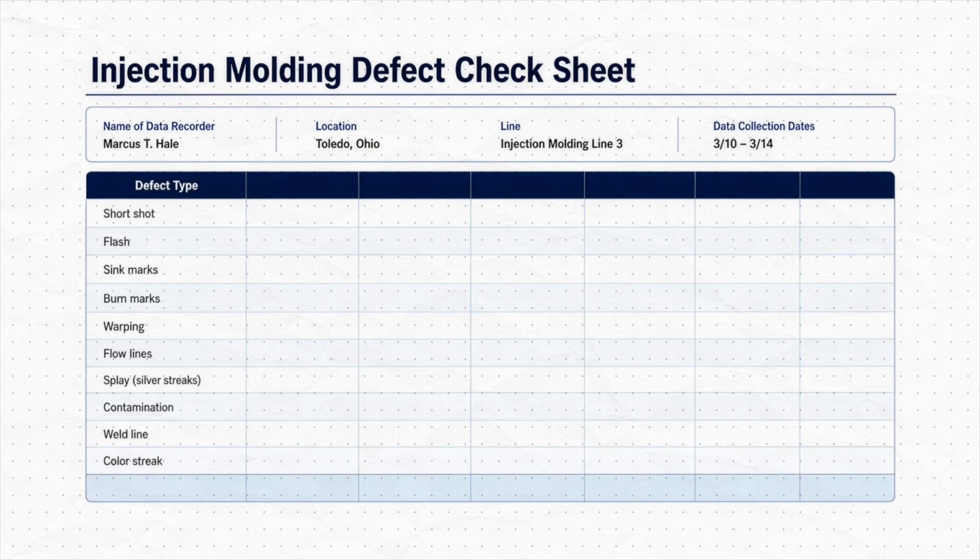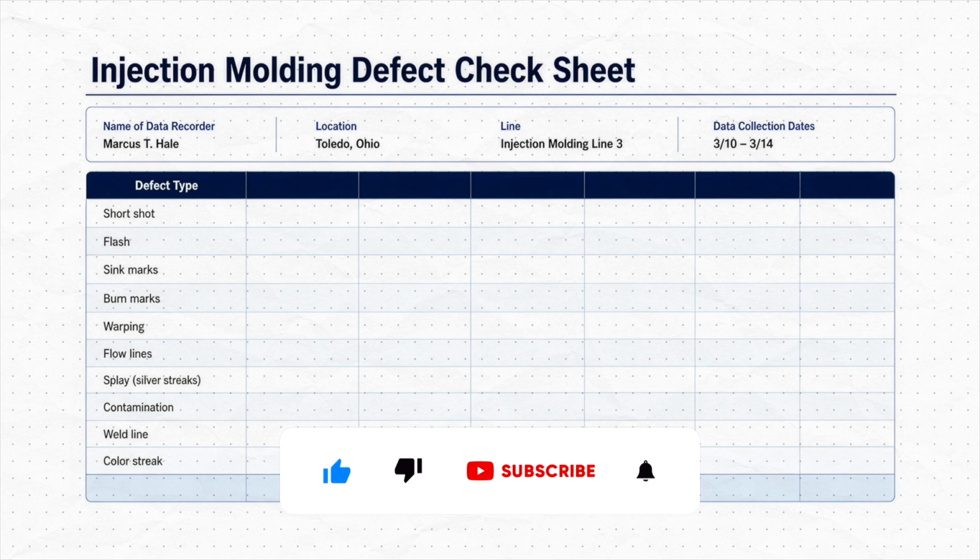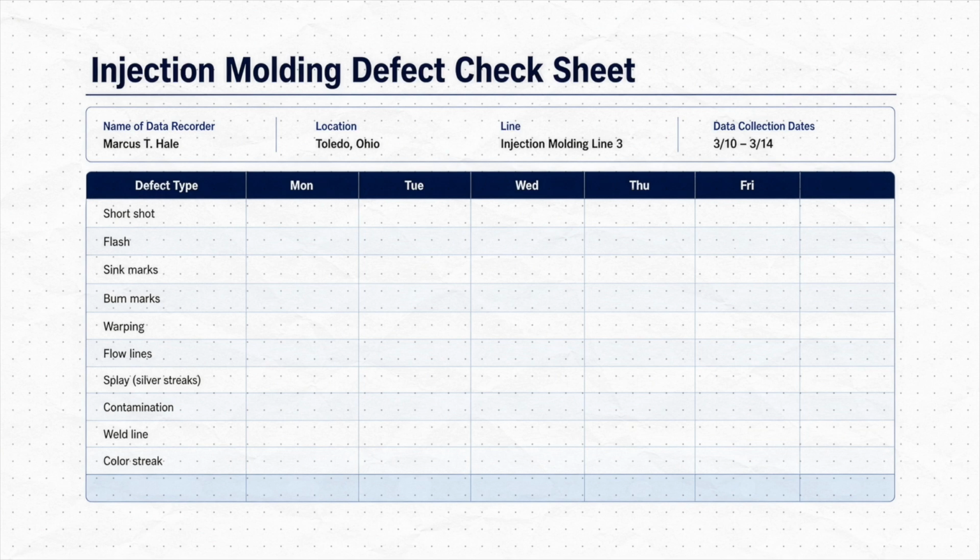Below the header, the left column lists the defect types, the categories that were defined before any data was collected: short shot, flash, sink marks, burn marks, and so on down the list. Because every operator works from the same categories, a given defect always lands in the same row. Across the top, the columns break the week into days, from Monday through Friday. This adds a time dimension so you can see not only what went wrong, but when in this specific week. Inside the grid, every tally mark is a single occurrence recorded at the moment it happened by the operator rather than reconstructed from memory at the end of the shift.